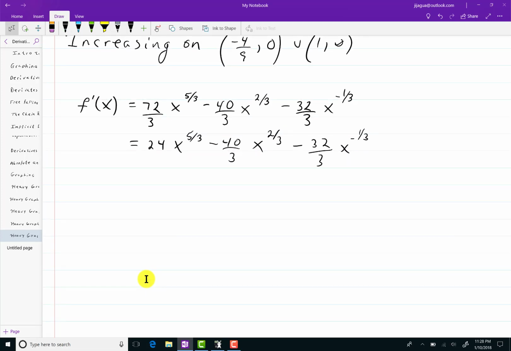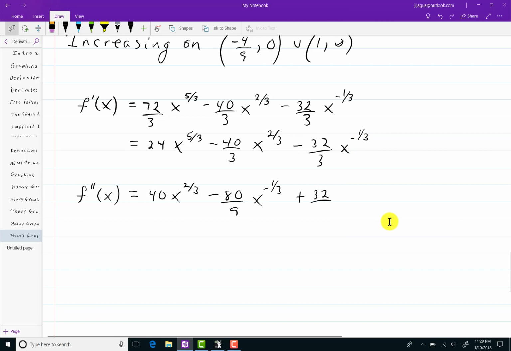Now let me go and take the second derivative. So we'll bring down 5 times 24 will be 120, but then I'll divide by 3. Well, that's nice. That'll be 40. 40x to the 2/3. Make sure you subtract 1 off. 5/3 minus 1 is 2/3. And then I'm going to get negative 80 over 9, x to the negative 1/3. And then finally, I'm going to get plus 32 over 9, x to the negative 4/3.